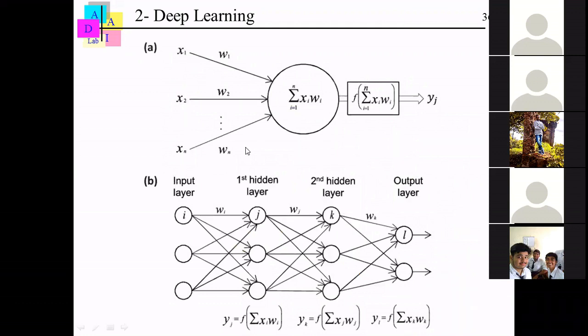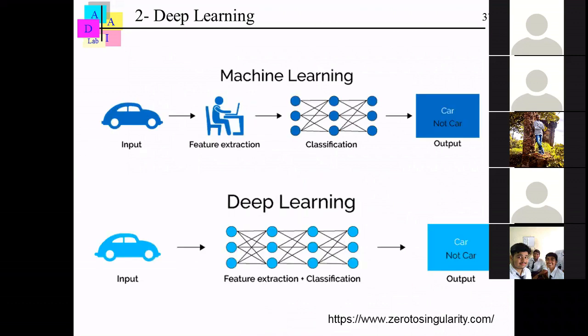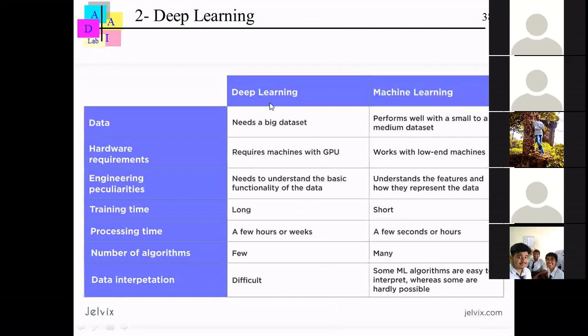Deep learning is built from neural networks. And machine learning is very different from deep learning. You can see the difference between machine learning and deep learning in this picture. In machine learning, we do feature extraction and classification separately. However, in deep learning, it is the same process. With the data, we need big data for deep learning. It requires machines with GPUs and strong computers, and it may take a long time and makes interpretation difficult.